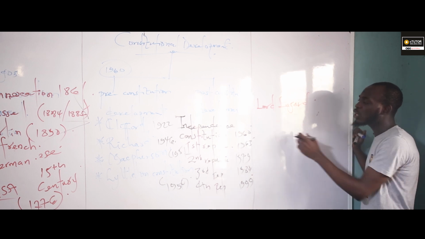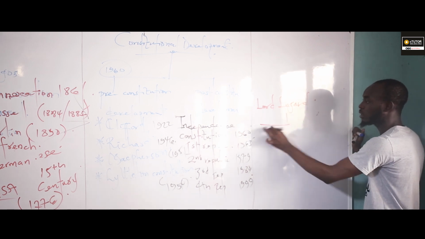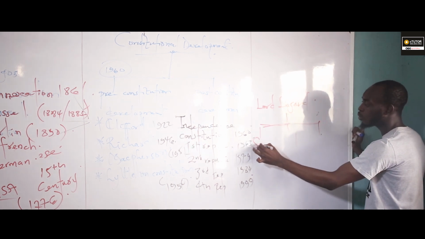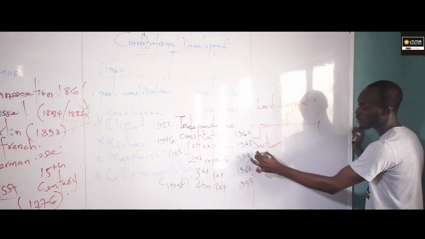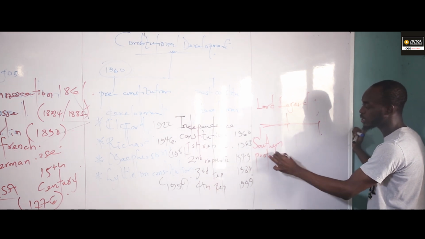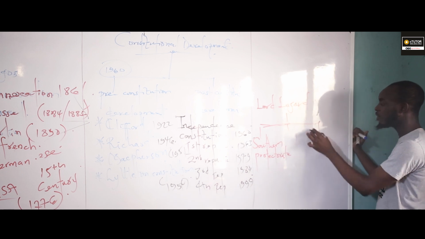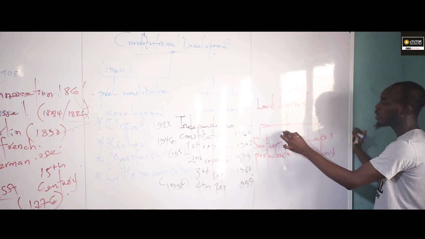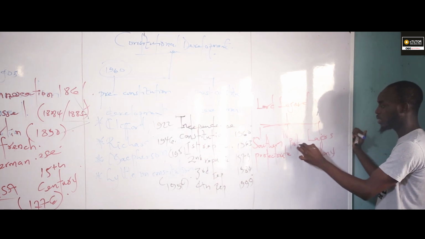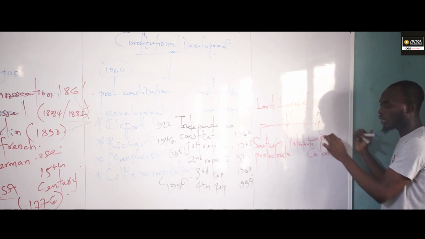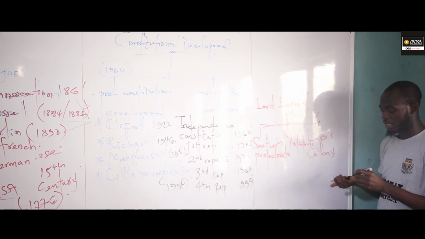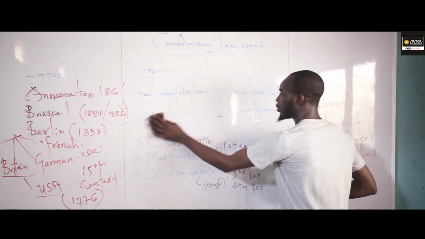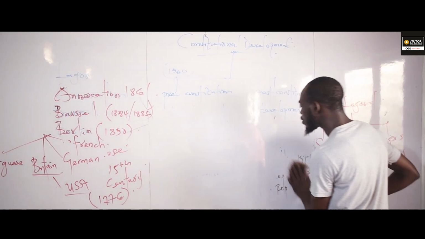So, he now subdivided Nigeria into three parts. He subdivided Nigeria into how many parts? Three parts. So, we have what we call the Southern Protectorate, Lagos Colony, and the Northern Protectorate. So this is how he subdivided Nigeria into three parts. The first one is the Southern Protectorate.